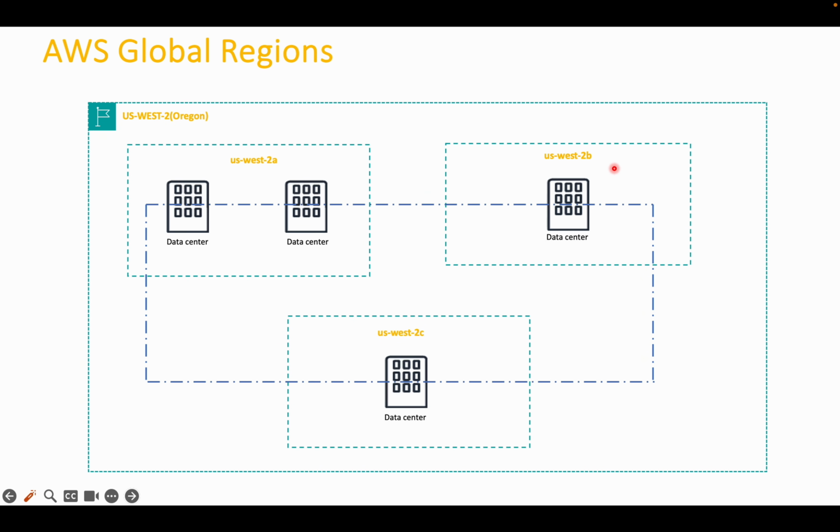I tried to map the US West 2 region with a diagram. This is how it looks. US West 2, United States West 2, is the region. Every availability zone will be named with a suffixed letter here: US West 2A, US West 2B, US West 2C.